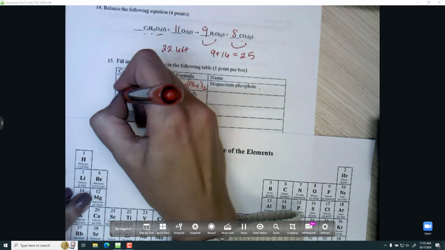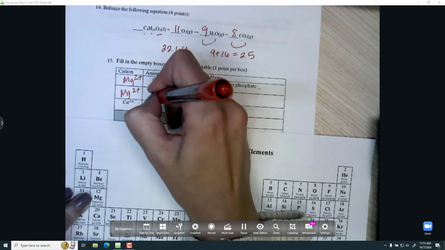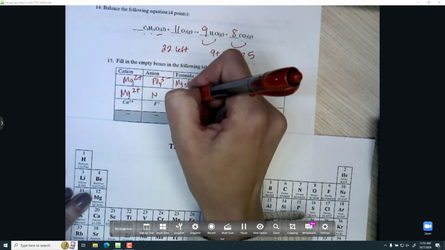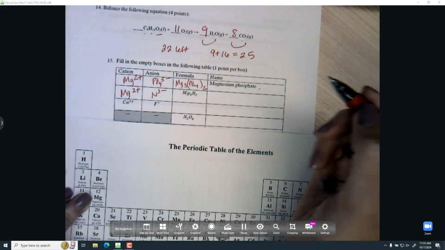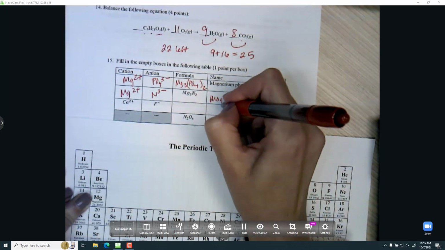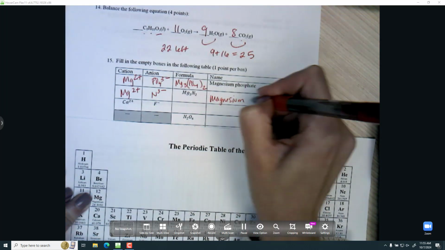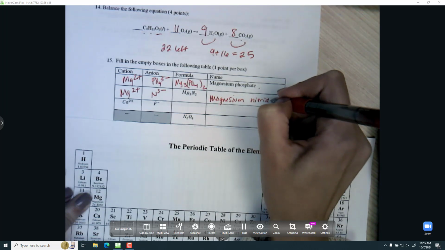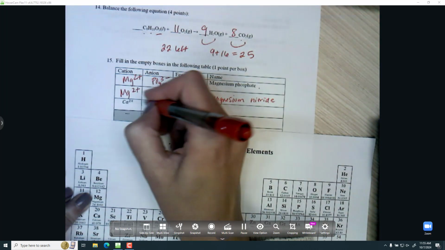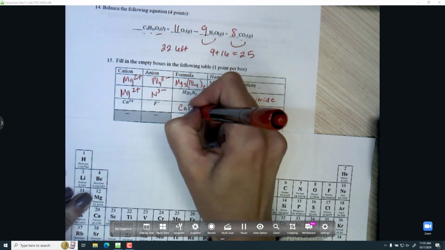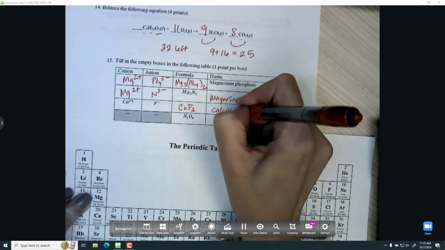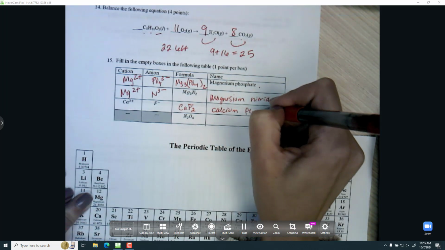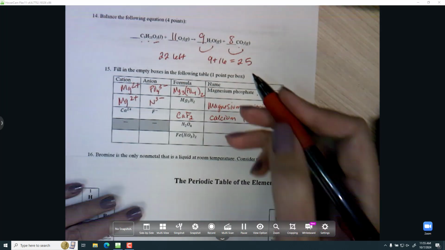All right, magnesium again, +2. Nitrogen is -3 from the periodic table or from the charges I can figure out. And then magnesium, and then nitrogen gets changed to nitride because it's from the periodic table, -ide ending. Ca2+ and F- would be CaF2 to make it neutral. It has to add up to 0, and then calcium fluoride.